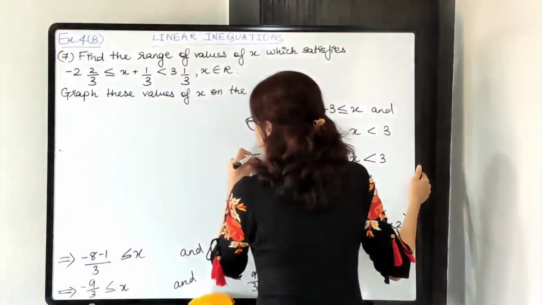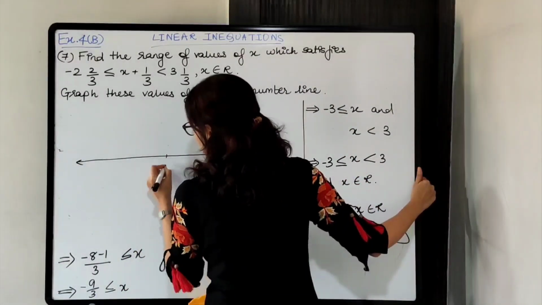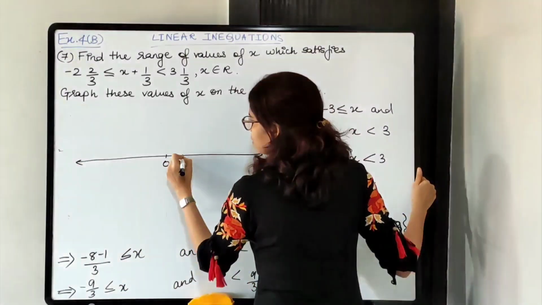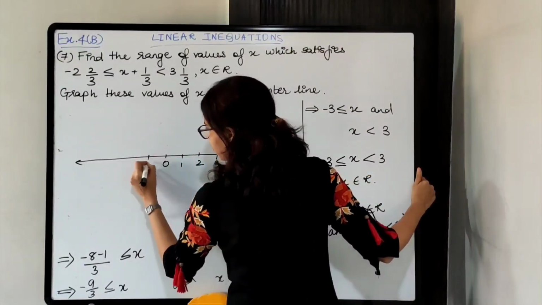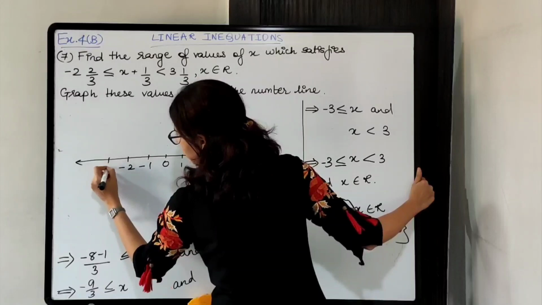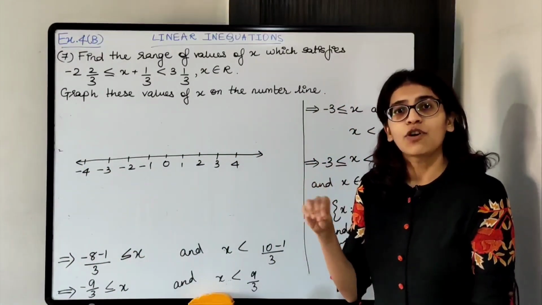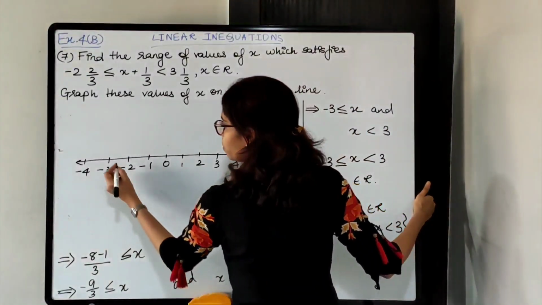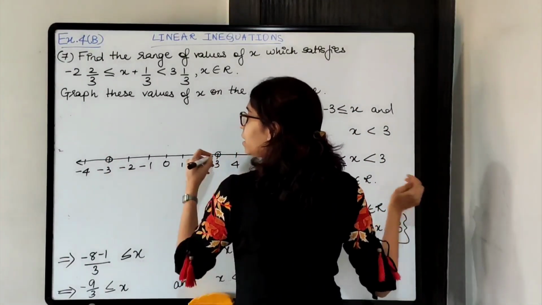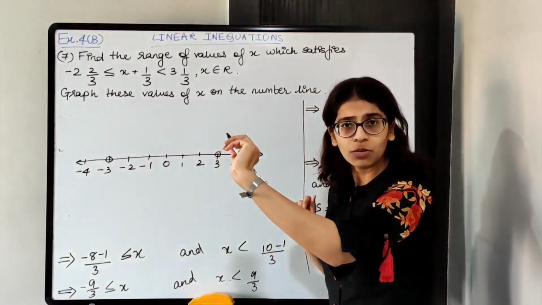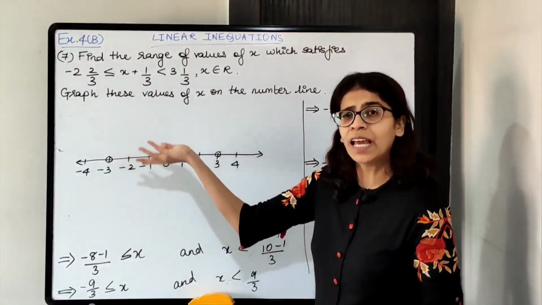Okay, so you will draw the number line with the help of pencil and scale. 1, 2, 3, 4, -1, -2, -3, -4. x ranges from -3 to 3, so -3 को भी सर्कल कर दो, 3 को भी सर्कल कर दो, and it can have any values in between. Okay, any value is possible because real numbers है, so it can be decimal, root, anything.